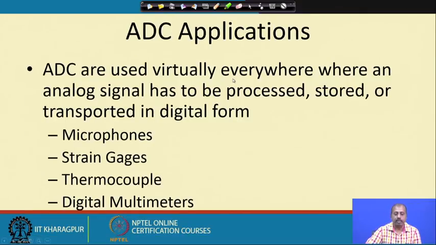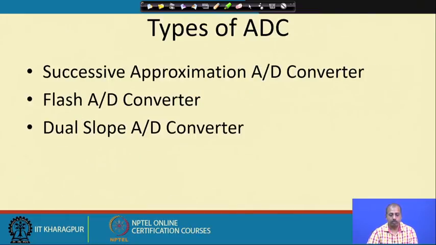Applications. So ADCs are used virtually everywhere where an analog signal has to be processed, stored or transported in digital form. Like microphones, strain gauges, thermocouples, digital multimeters. So everywhere you will find some application of ADC.